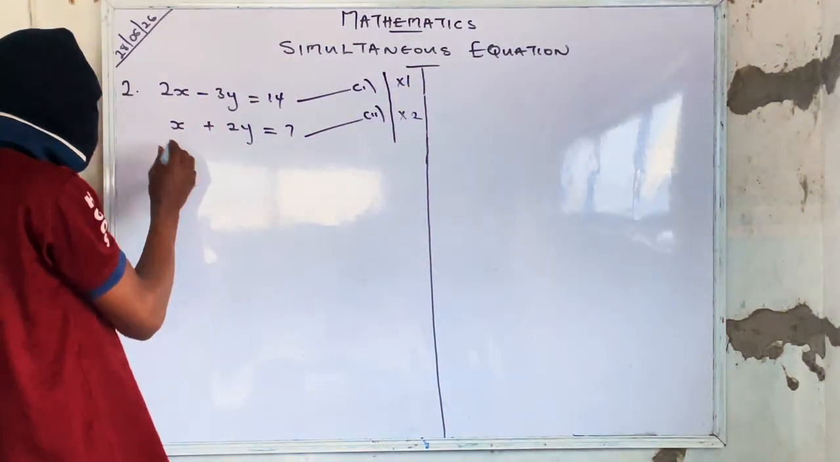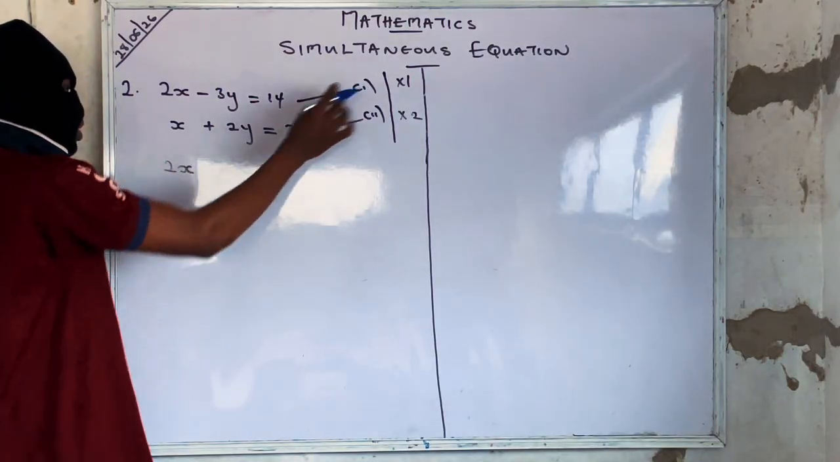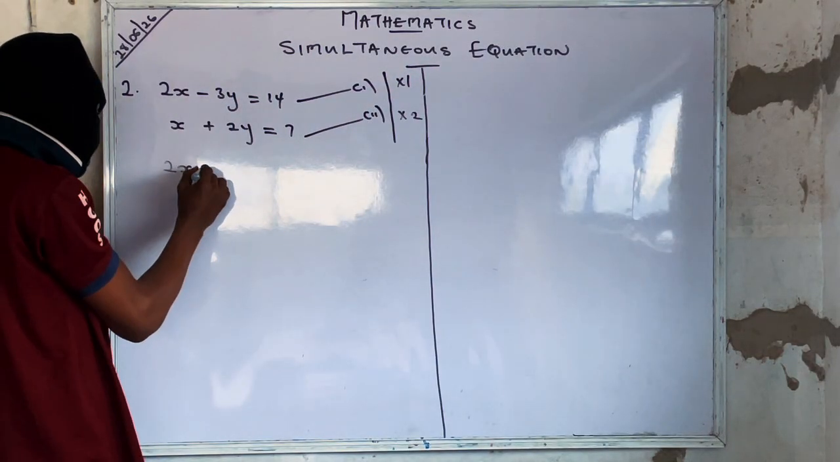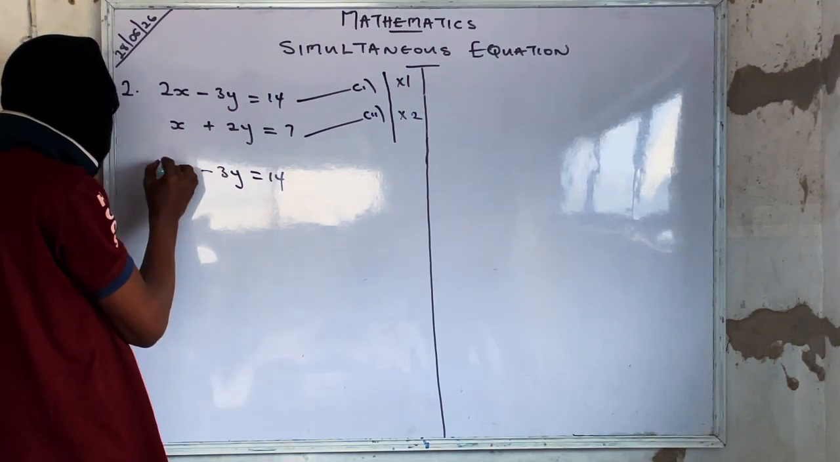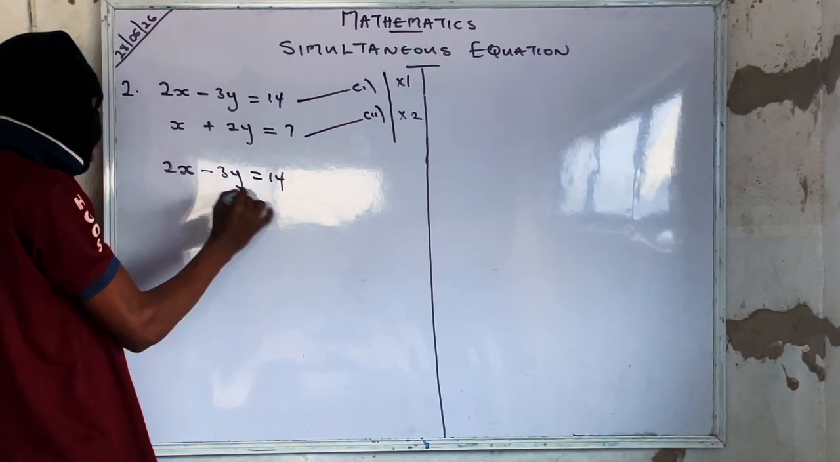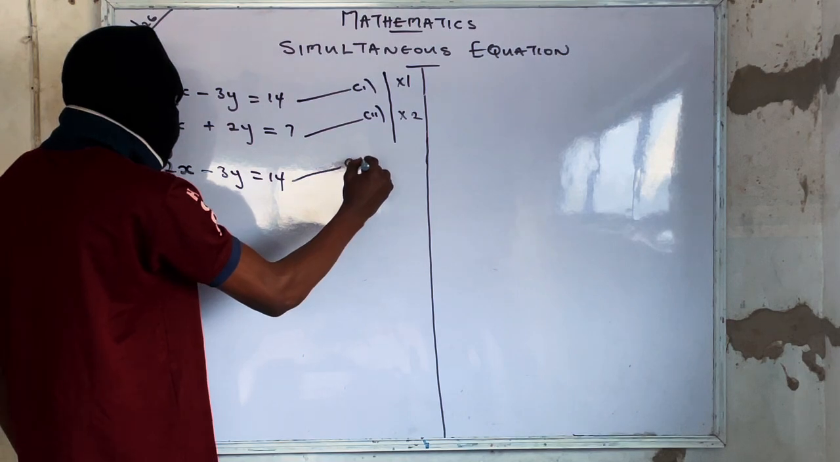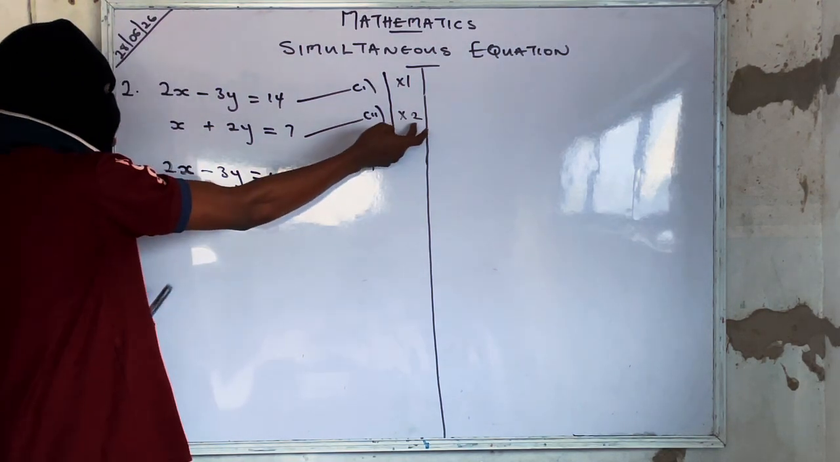Now let's go. 1 times 2x will give us 2x. 1 times minus 3y will still give us minus 3y equals to 1 times 14 will give us 14. This is your 2x. Now you are going to name it equation 3.